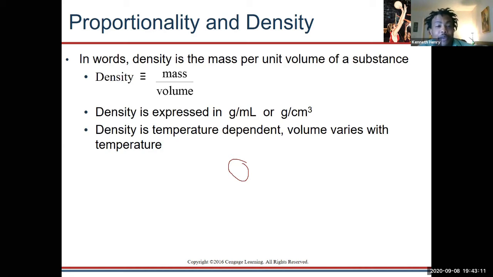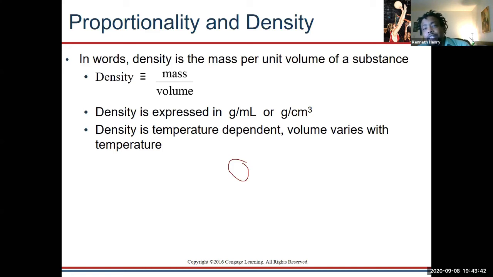Density is dependent on temperature. So density can change with temperature. And that kind of makes sense, right? If you think about water. When it's a block of ice, it has a density that's less than the liquid. And then water, when it's a gas, such as steam, has a density that's also less than the liquid.